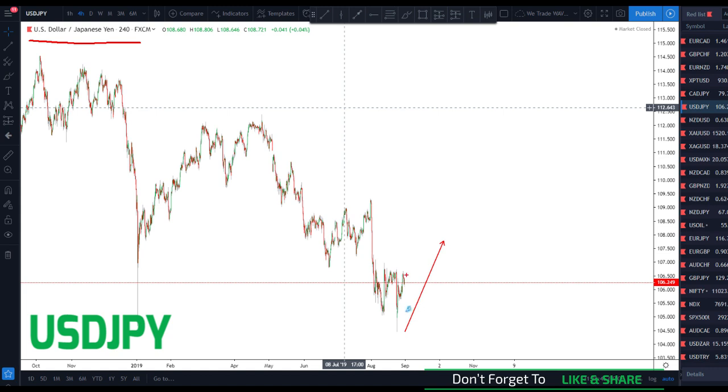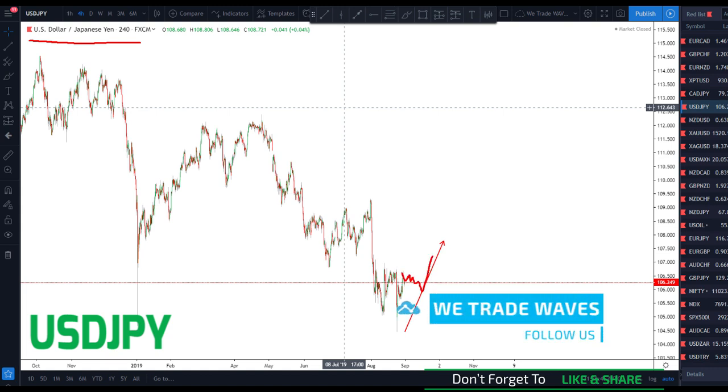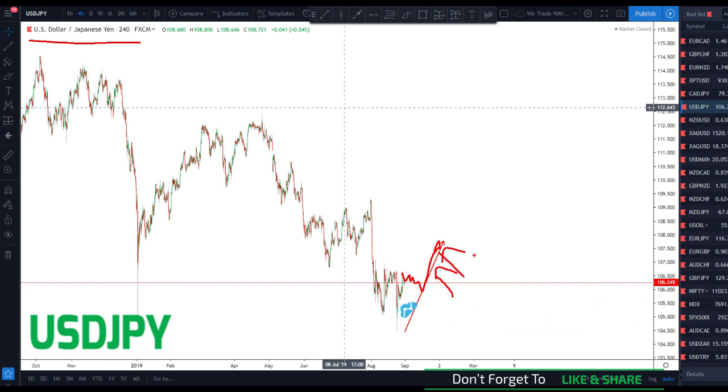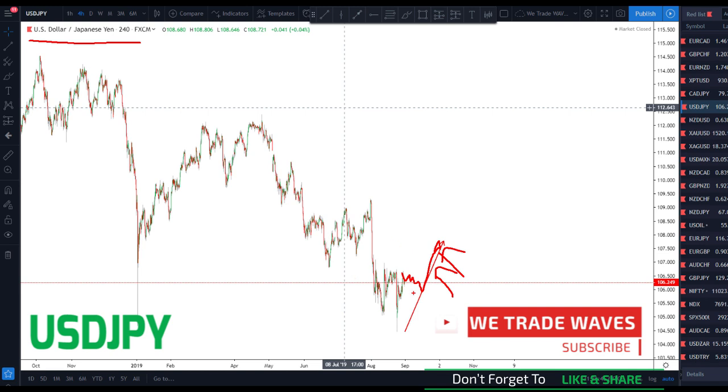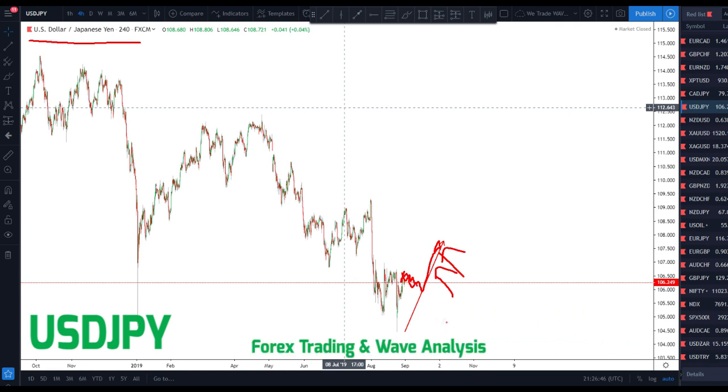Dollar Yen, for this one, guys, in this structure, we can see one more move up. This wave is going to the upside. This is what we can see, and this is what we can forecast. If we get a corrective structure here, one more move up. This is what we will trade. Upside, up wave. Any sell setup here, we will not go for it.